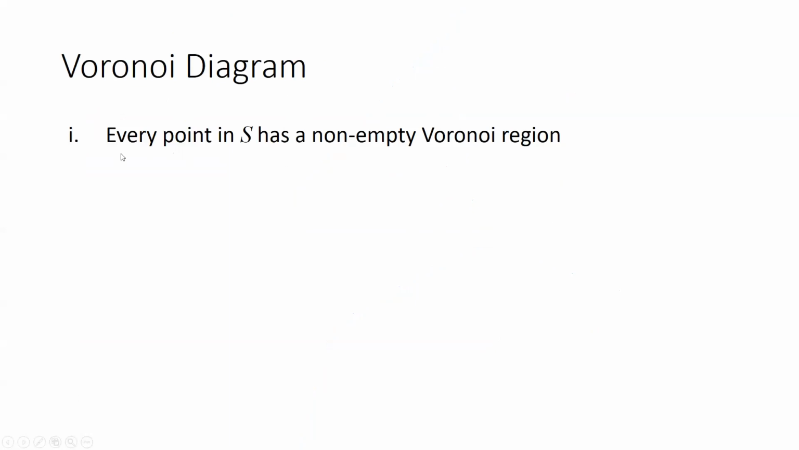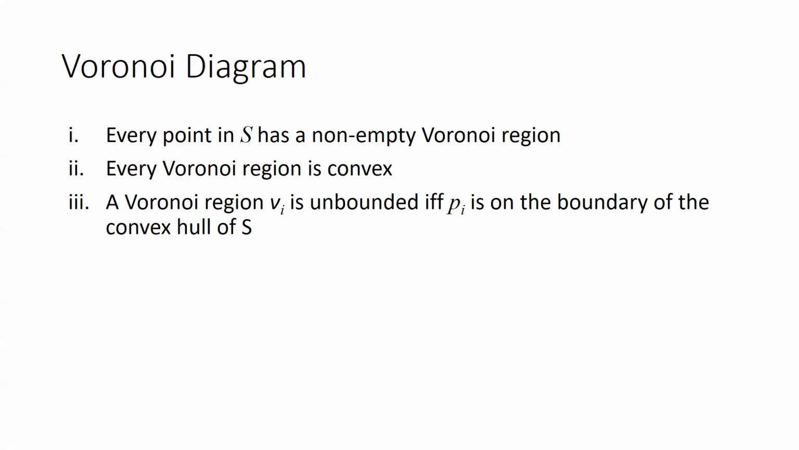You can see some definitions of the Voronoi diagram. First, every point set has a non-empty Voronoi diagram, which means every point will have its own area that is closest to it. And every Voronoi region is convex. You can try to prove it. Why should every Voronoi region be convex? Why can't I have a star shape or moon shape for the Voronoi region?